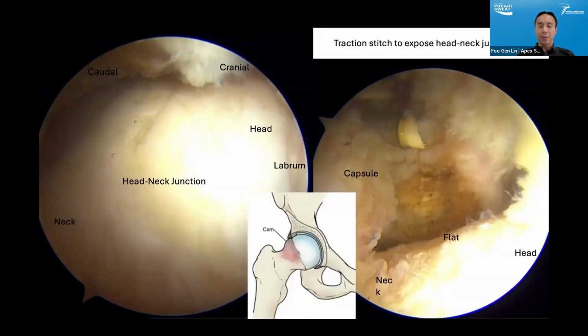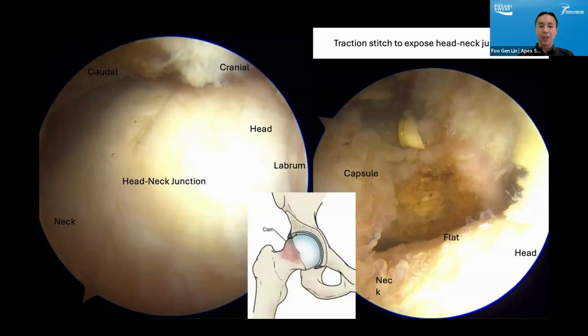So after the repair has been done, we have to address the extra bone, which is the cause of the labral tear in the first place. And this is very important because people always think that the labral tear is the only thing that needs to be addressed during the surgery. But if you do not address the cause, because the labral tear is actually the result of something. So in this case, it was the cam that was the cause of her labral tear.